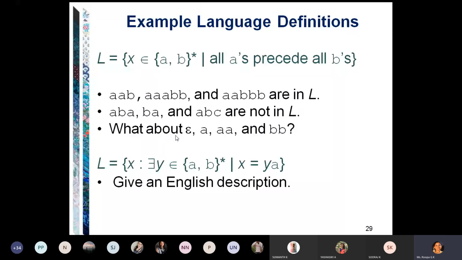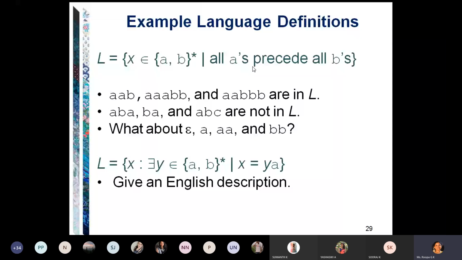Then there is a question, what about epsilon? Whether epsilon is there? Yes, because there is a star. Now you understood the meaning of star, I think. Star means 0 or more. So we don't have any a or any b, so epsilon is there. Just a: whether it is there? Yes, the answer is yes, because it is just a. We can have a.